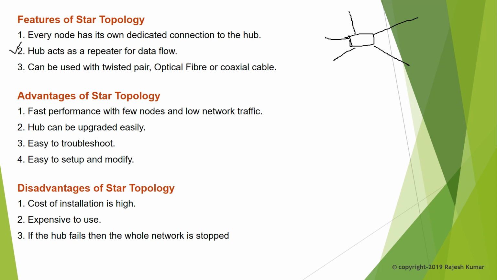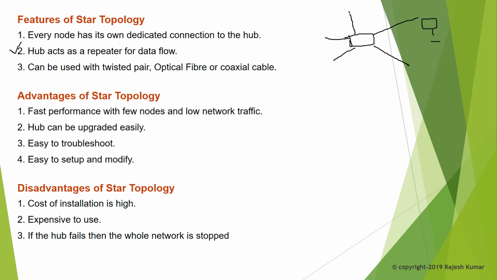And the second feature of the same is that the hub can act as a repeater to flow the data. That means that in the earlier topology, such as ring topology, we were using repeaters, a separate device, to regenerate the signals in order to transfer the data or to avoid the data loss on the path.